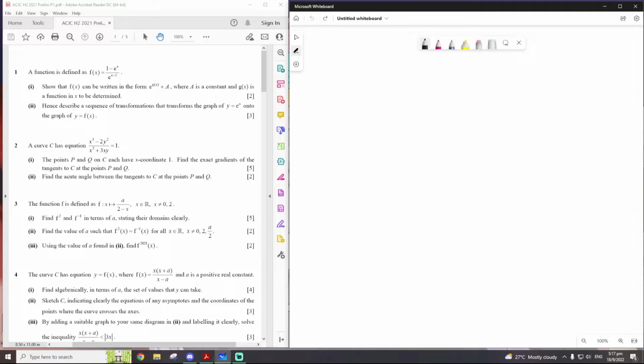Okay, so first question is graphs and transformations. We have this function, f of x equals 1 minus e power x divided by e power x minus 2. So show that f of x can be written in the form e to the power of g of x plus a. Alright, so let's see.